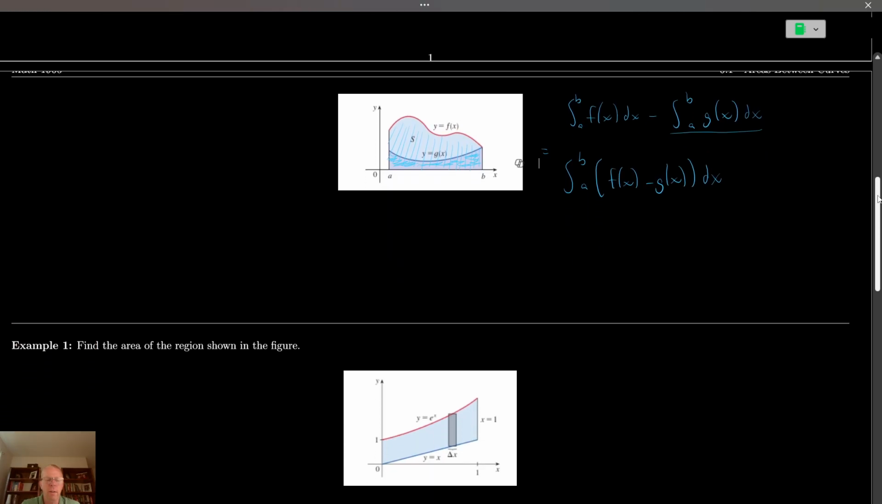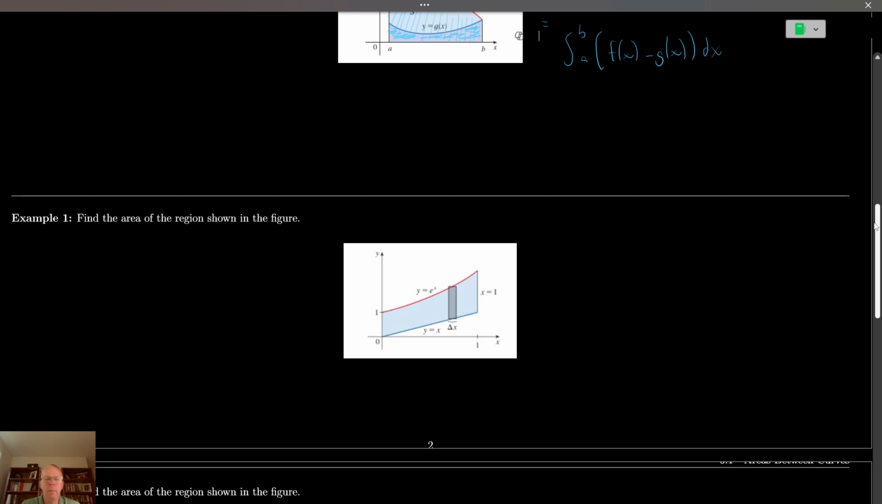All right, let's look at this example. I believe on most of these on the homework you're going to have a picture, which makes things easier. If you didn't have a picture, you could still do it, but you have to know what the graph looks like, and sometimes that's not easy. They give you the picture so that you can see exactly which function is on top or bottom. We want to find the area between y equals e to the x and y equals x, from x equals 0 to x equals 1.